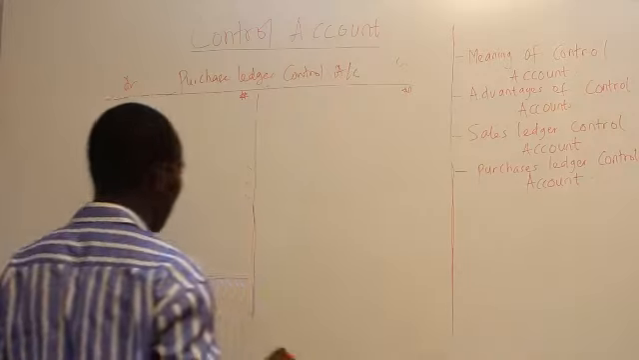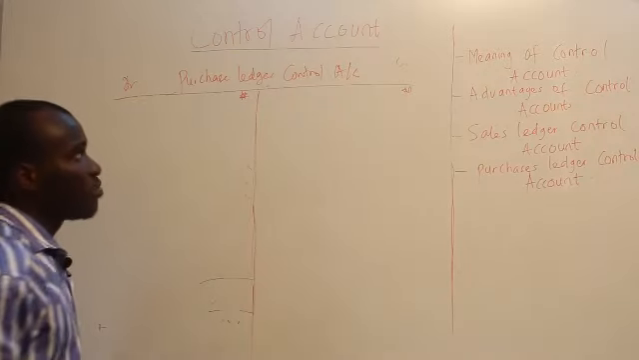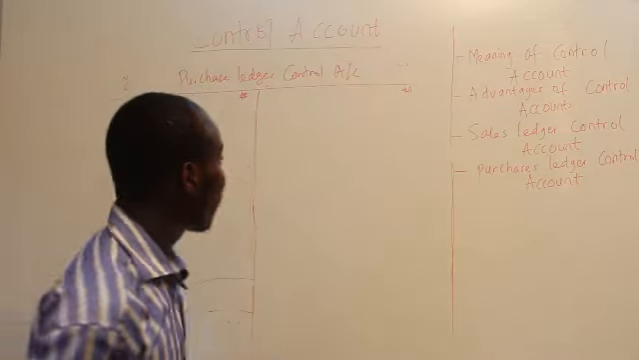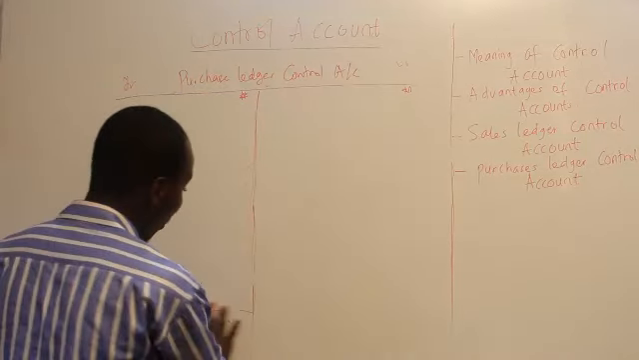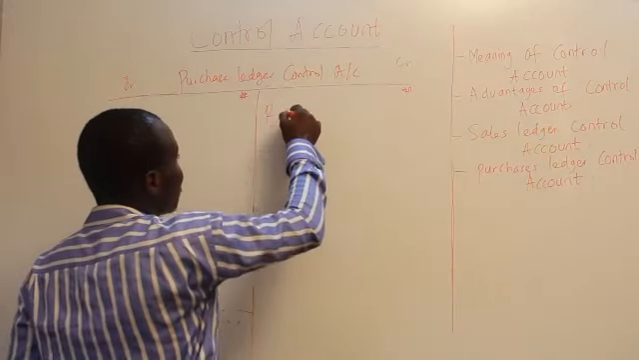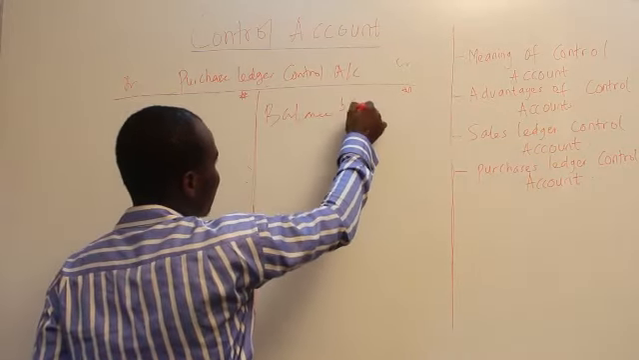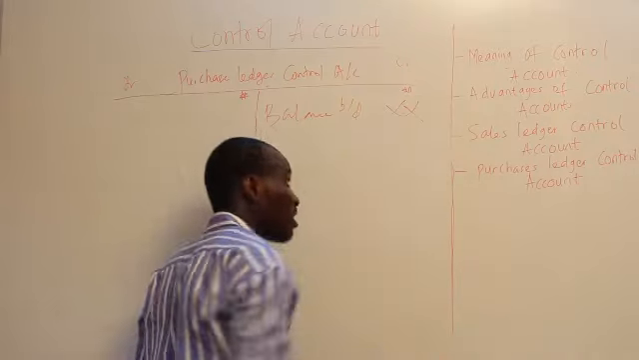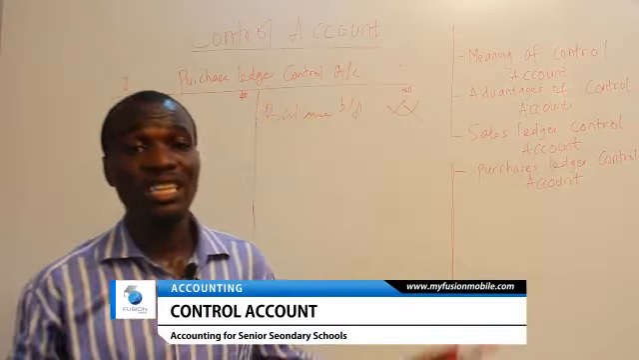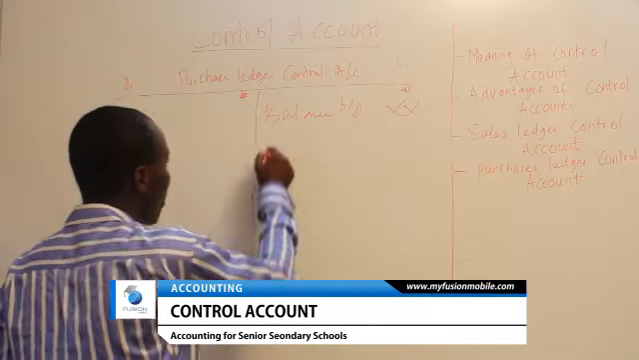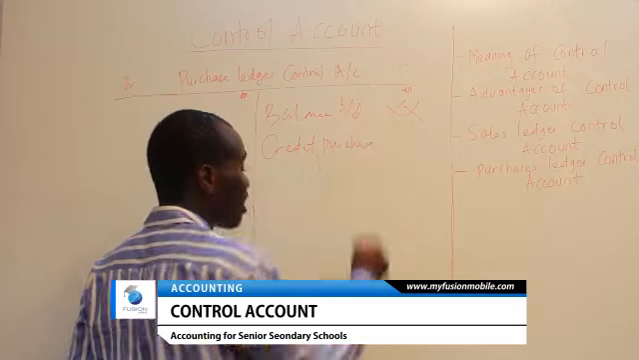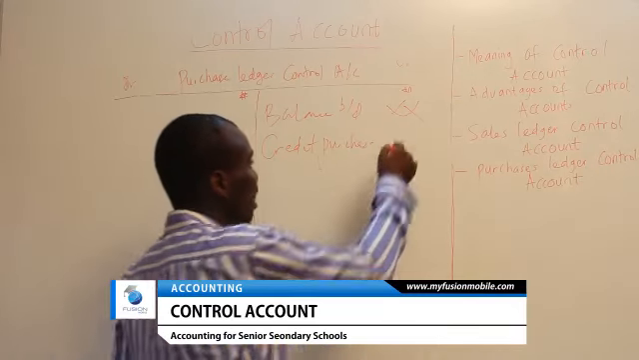The purchase ledger control account serves as the total creditor control account. First, the account of the creditor must have a credit balance, so we are going to have a balance brought down. I will have a credit balance brought down, which serves as the total balance of the creditors at the beginning. The next thing, we have credit purchases in the period, which can be taken from the purchase day book. We are going to have it here.